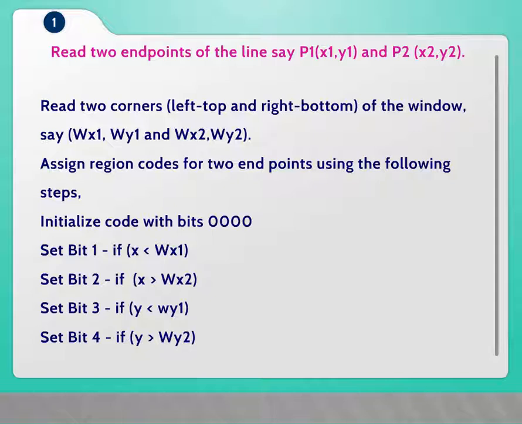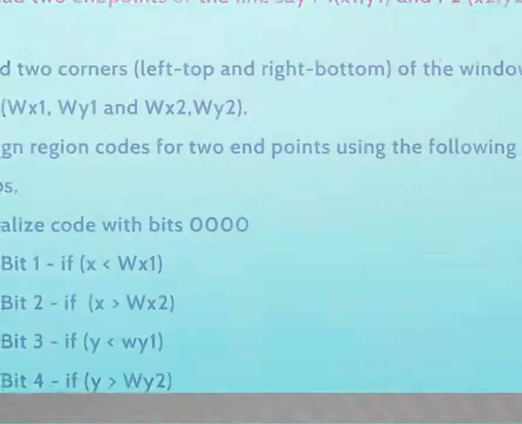Set bit 1 if x is less than wx1. Set bit 2 if x is greater than wx2. Set bit 3 if y is less than wy1. Set bit 4 if y is greater than wy2.